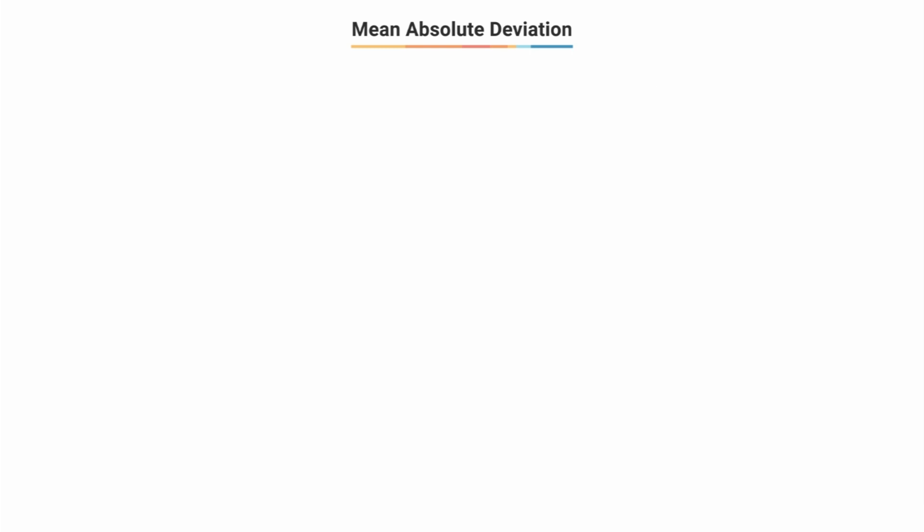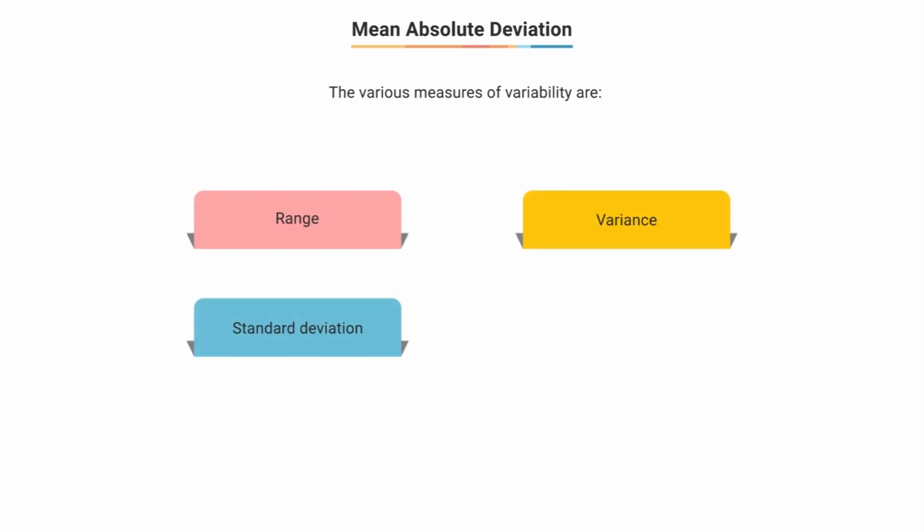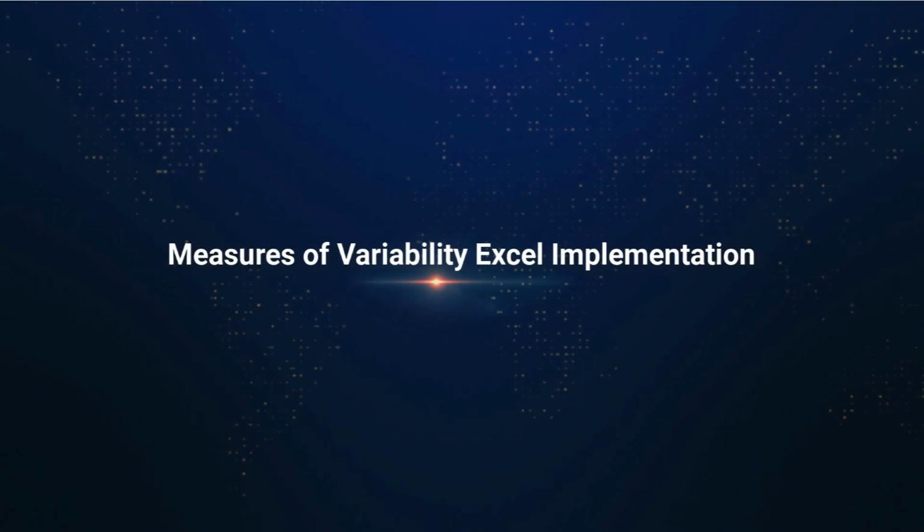Till now, we have discussed the measures of variability, that is range, variance, standard deviation, and mean absolute deviation, MAD. In the next set of videos, we'll discuss different measures of shape.